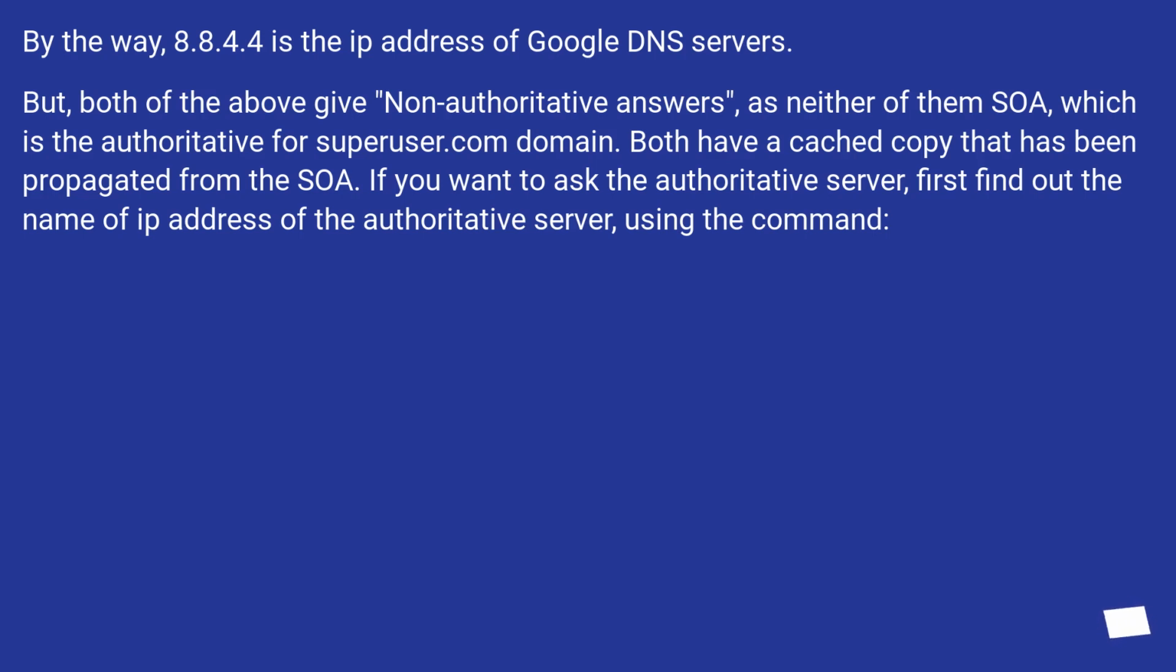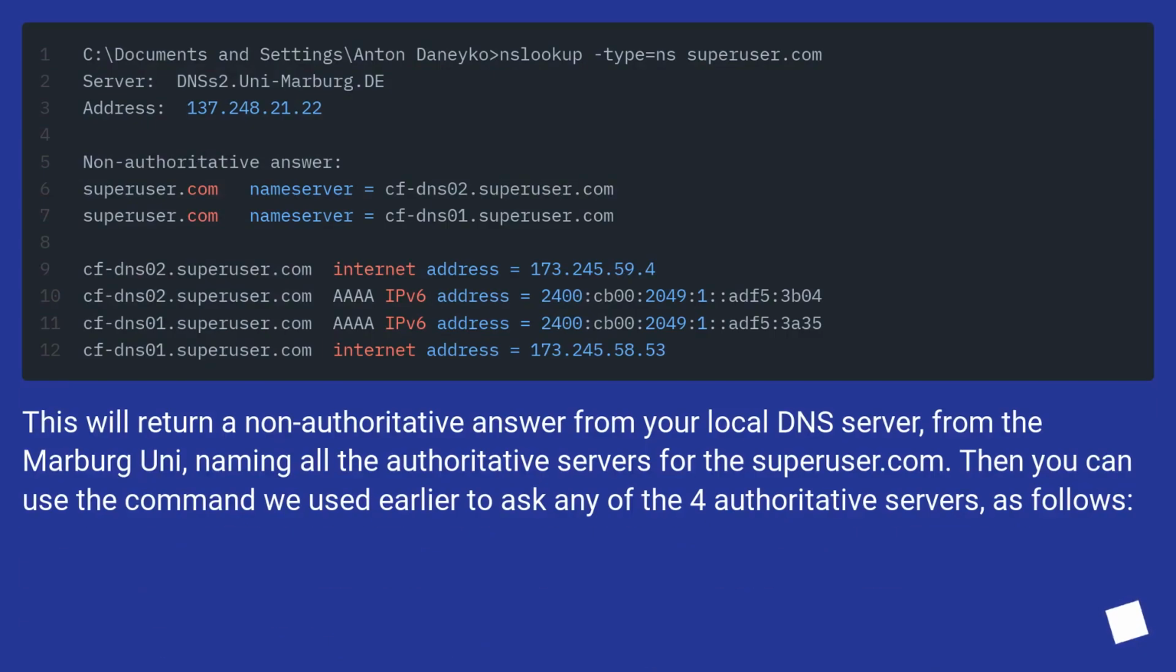If you want to ask the authoritative server, first find out the name or IP address of the authoritative server using the command. This will return a non-authoritative answer from your local DNS server, from the Marburg Uni, naming all the authoritative servers for superuser.com. Then you can use the command we used earlier to ask any of the 4 authoritative servers, as follows.